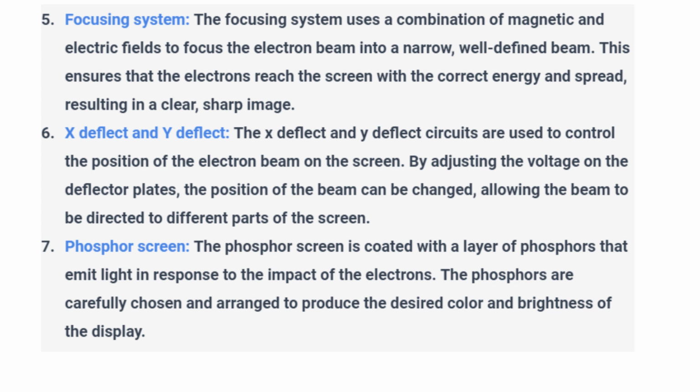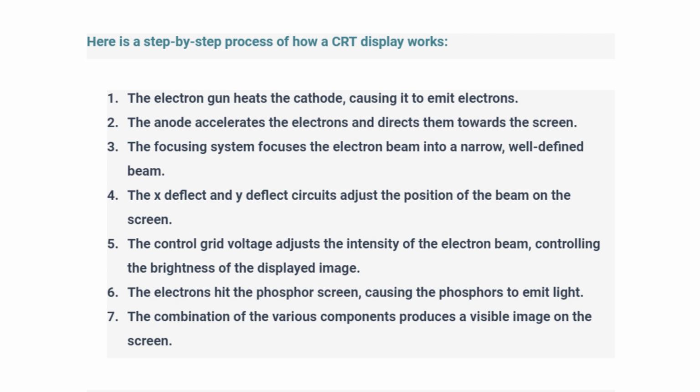Phosphor screen. The phosphor screen is coated with a layer of phosphors that emit light in response to the impact of the electrons. The phosphors are carefully chosen and arranged to produce the desired color and brightness of the display. Here is a step-by-step process of how a CRT display works.